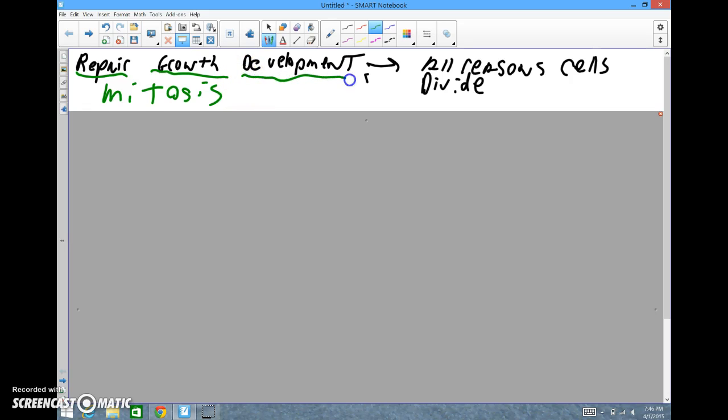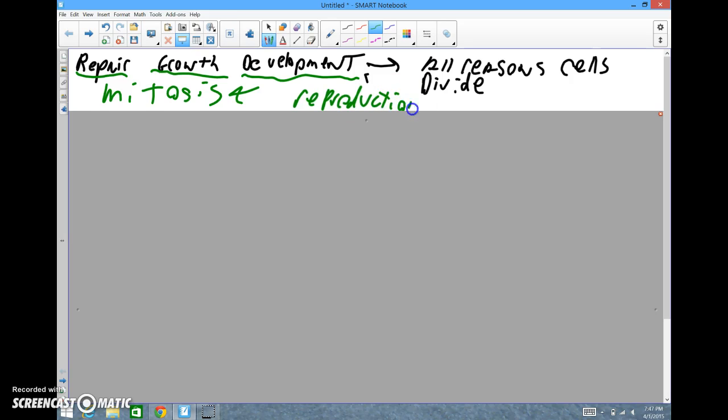It's also used for development. Easiest situation is when you have a child that starts as an embryo, develops into a fetus, and all of the different parts of you are formed from one cell. And that change, those different cell types, is what we call development. But all of these things are reasons why mitosis would happen. But the one thing we never talk about with mitosis is that last thing of reproduction.